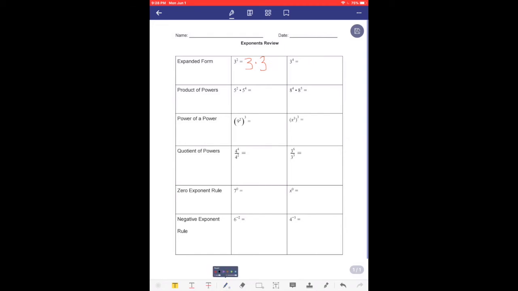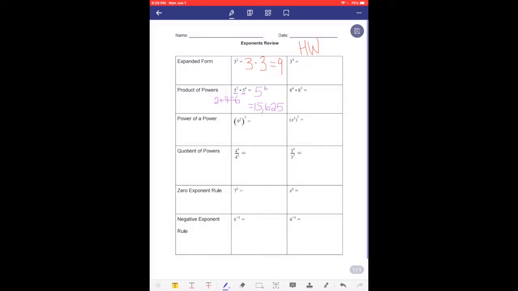The second one, product of powers, 5 squared times 5 to the 4th. So when we have the same base and we're multiplying them, we're actually going to be adding the exponents. So our exponents here are 2 and 4. So I want to add 2 plus 4. And when you do 2 plus 4, you will get 6. So I keep the base of 5, and the exponent now becomes 6. So 5 to the 6th power. And if you evaluate that on your calculator, you will get 15,625.